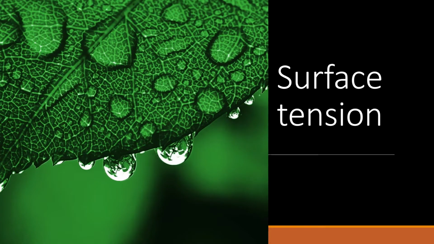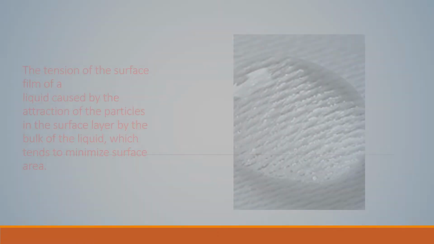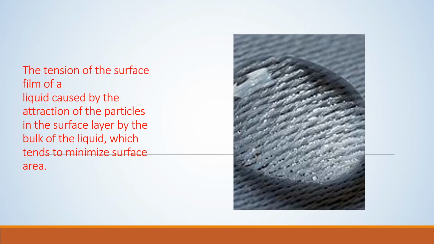Surface tension. Definition: the tension of the surface film of a liquid caused by the attraction of the particles in the surface layer by the bulk of the liquid, which tends to minimize surface area.